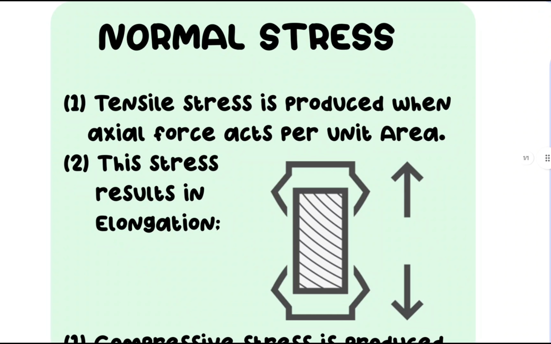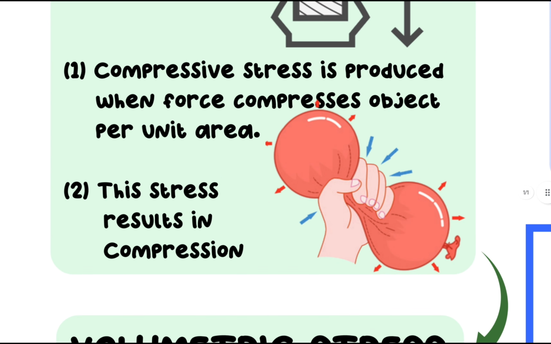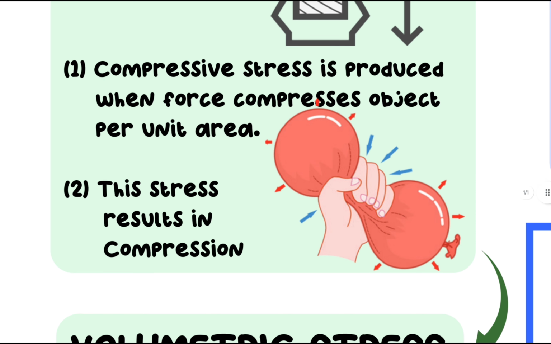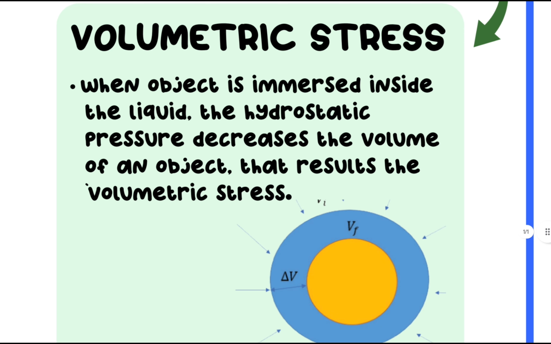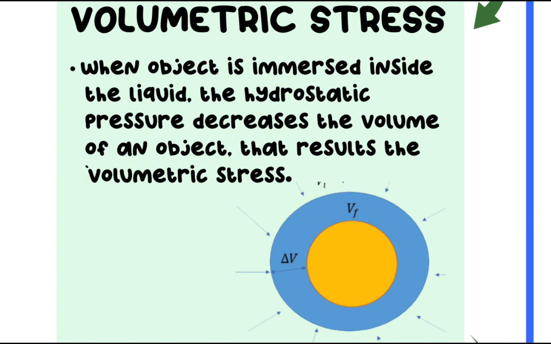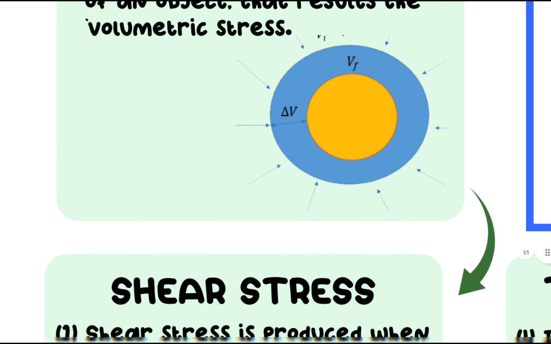Normal stress. Tensile stress is produced when axial force acts per unit area. This stress results in elongation. Compressive stress is produced when force compresses the object per unit area. This stress results in compression. Volumetric stress: when an object is immersed inside a liquid, the hydrostatic pressure decreases the volume of the object. That results in the volumetric stress.